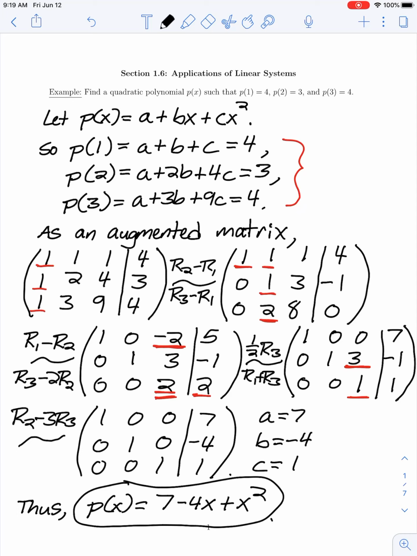And we can check our answers here with our resulting polynomial. We can substitute 1, 2, or 3 in for the values of x, and double check that we do indeed get 4, 3, or 4 as our output.